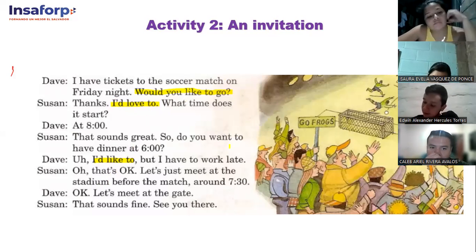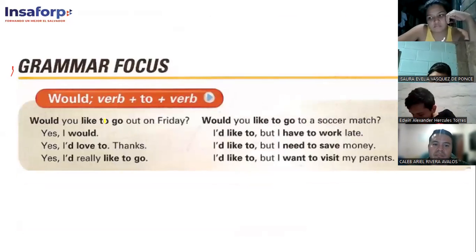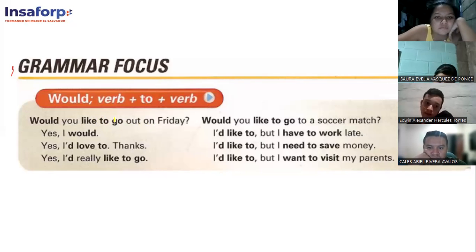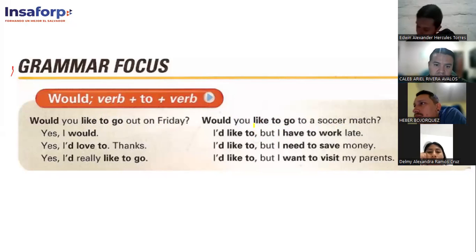Okay, so let's go over the structure. What is the structure? Like you can see here. In questions, we start with would, subject, verb like, to go, and complement. En este caso, no usamos el ing, sino usamos el infinitivo. Would you like to go out on Friday? ¿Te gustaría salir el viernes? Would you like to go to a soccer match? ¿Te gustaría ir a ver un juego de fútbol?